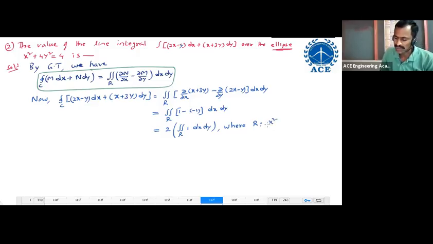This is given by x square by 2 square plus y square by 1 square equal to 1. Over this ellipse region, we have to evaluate the integral only. Already we know the method of finding the limits here. I will show you how to find the limits of this ellipse region.